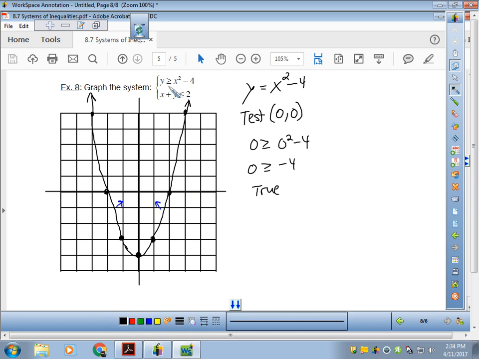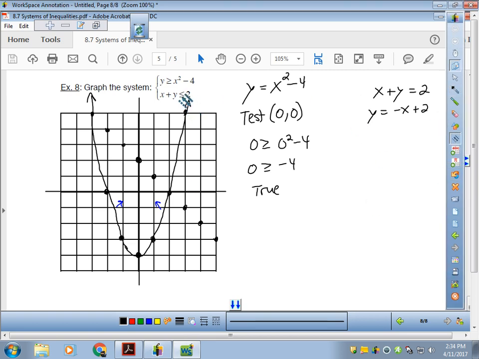Let's look at our other equation, x plus y less than or equal to 2. So we're going to be looking at x plus y is equal to 2. Just subtract the x over, you get y equals -x plus 2. This is a line with a slope of -1 and a y-intercept of +2. So I'm going to go up to +2 and put a point. My slope is -1, which means I go down 1 and to the right 1, repeating. I can also go up 1 and to the left 1. So up and left, up and left, up and left.